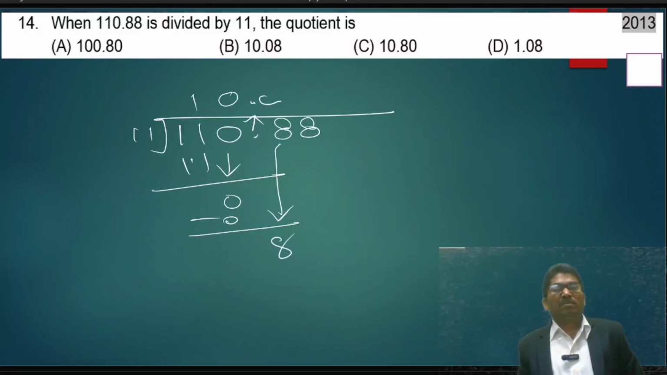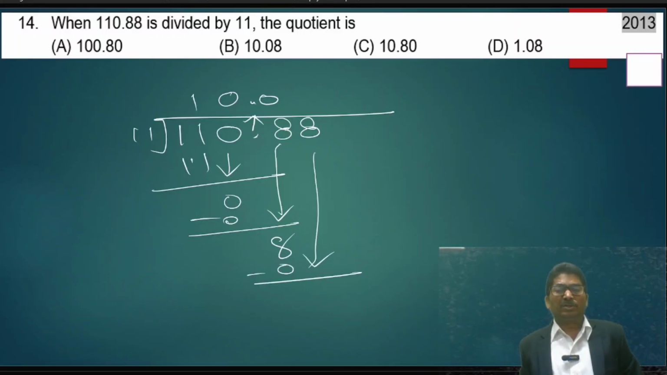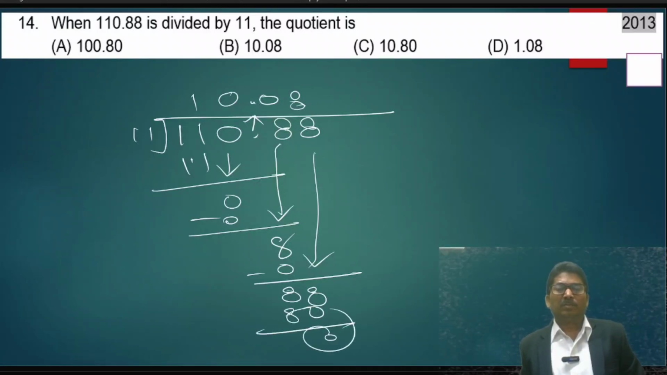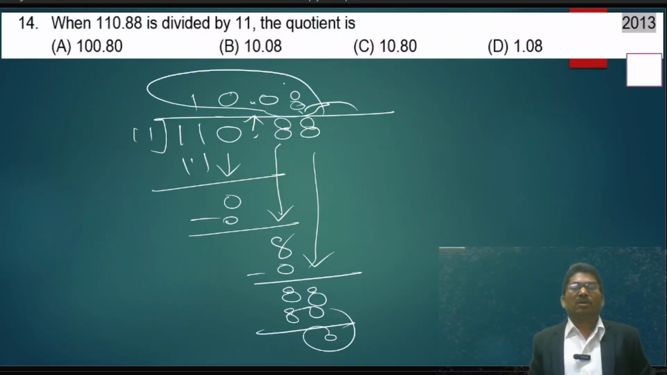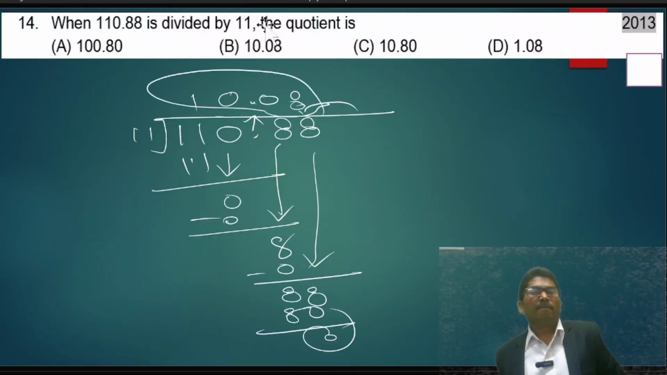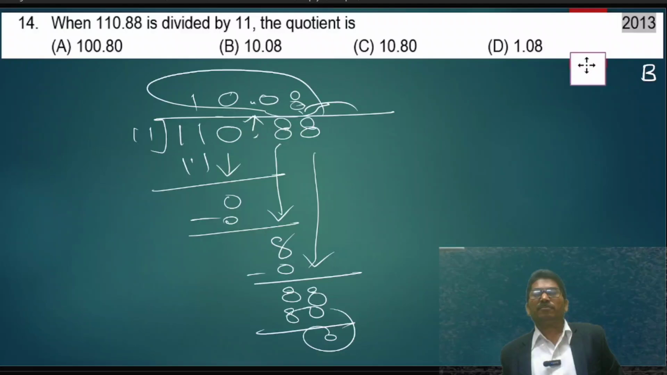11 zeros are 0. Now bring down this 8. 11 8s are 88. So what is the answer? 10.08. So this is the quotient, 10.08. B is the correct option.